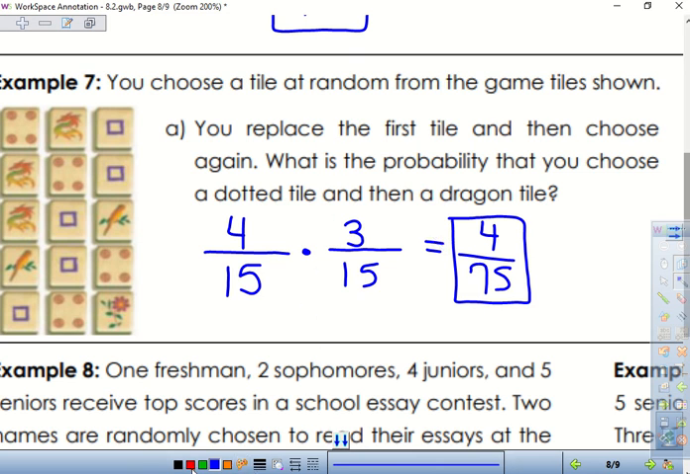So any questions about that? Yeah, it's kind of hard to tell what they are a little bit. I don't really know what that is. I think it's supposed to be like a bird.